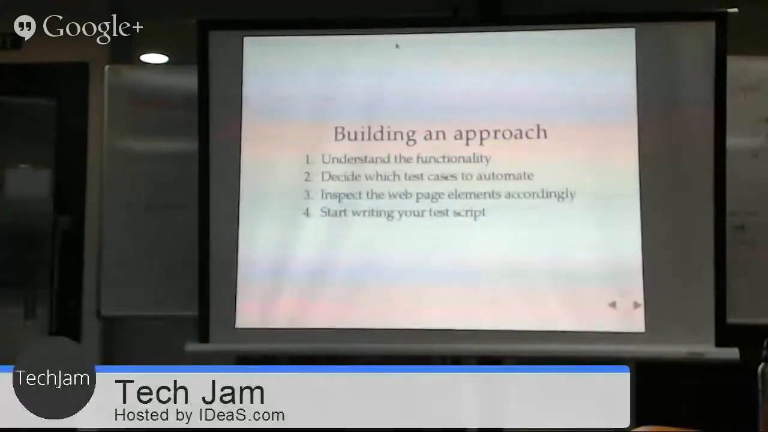Now we'll see how to build an approach towards web test automation. First is to understand the functionality of your application. Write your test plan, write your test cases, and decide which test cases you want to automate. Don't just write everything and make a big stack of Selenium or whatever web UI automation tests. This is not a good practice. Once you're done deciding which test cases you want to automate, you need to inspect the web page elements accordingly. So how do you inspect the web page elements?